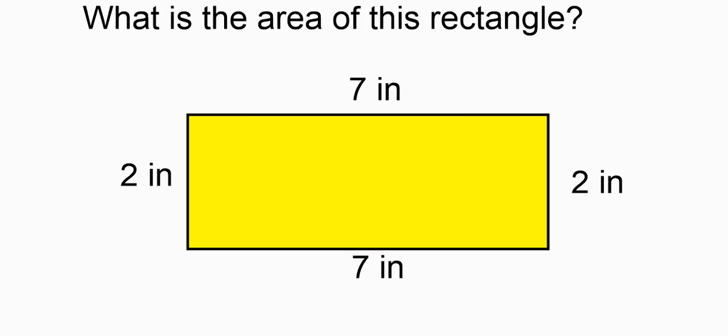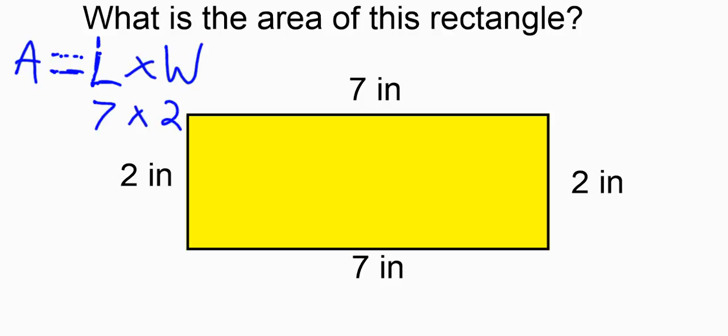Right? So we're given information about this rectangle. It's 7 inches by 2 inches. All right. If I want to find area, I'm going to take the length times the width. If only my screen was working better. Right? I know the length is 7. I know the width is 2. Right? But I can't forget that I'm also multiplying inches times inches. And so I can throw that into my problem.